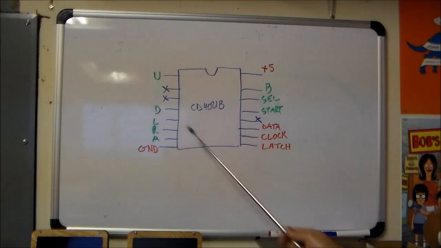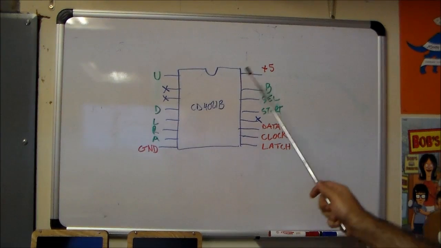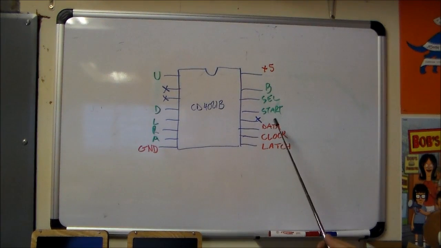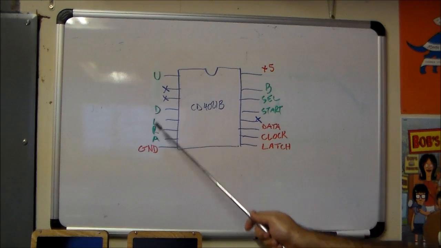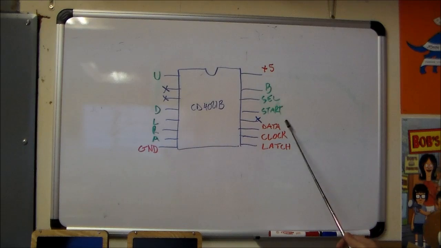Okay, so this is the CD4021B chip that's inside the NES controller. It has 16 legs like we talked about. There's eight on this side, eight on the other side. And here I've written in green the buttons to which they are connected on the controller, right? Up, down, left, right, A, B, select, and start.